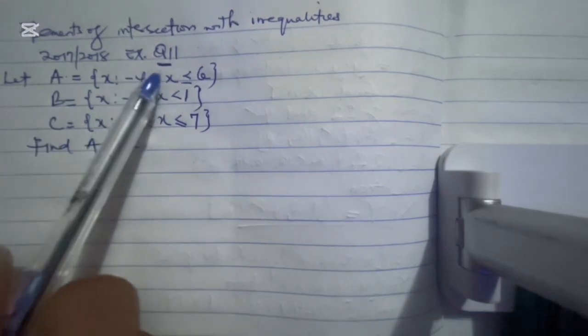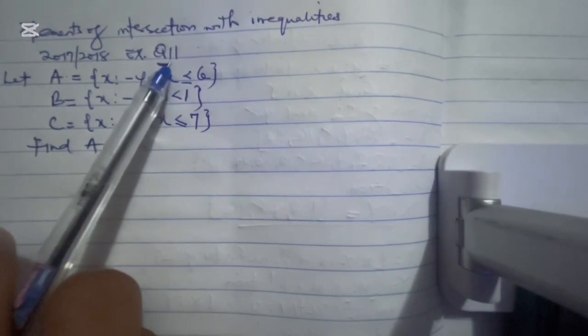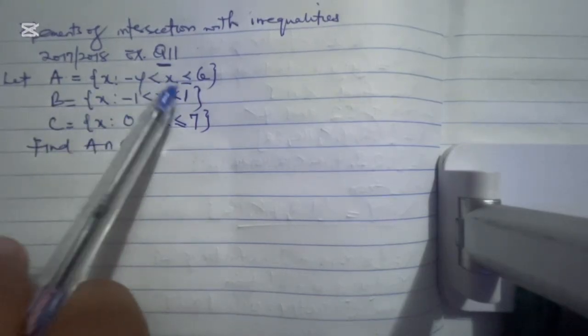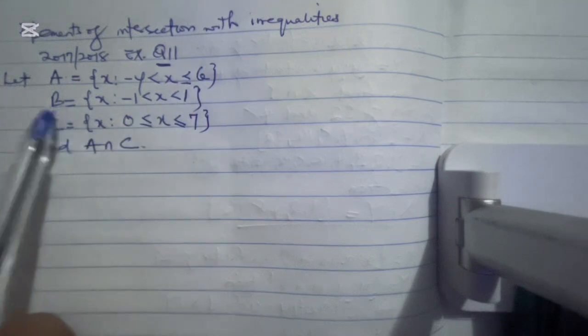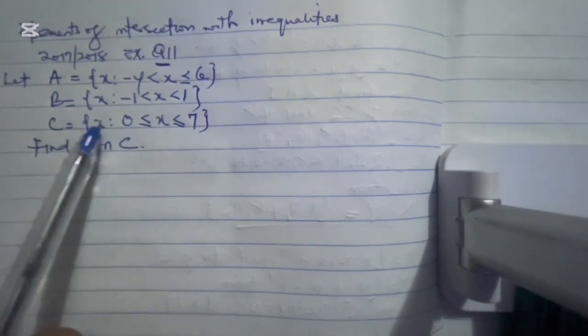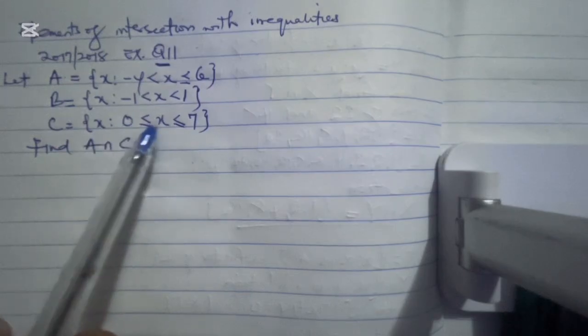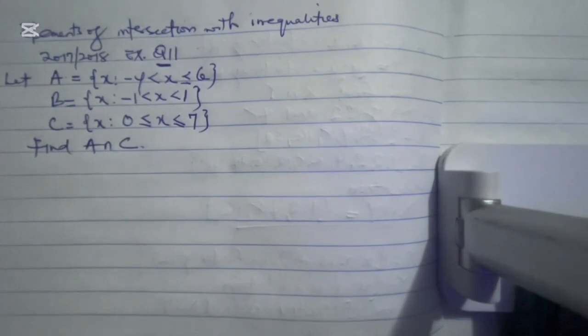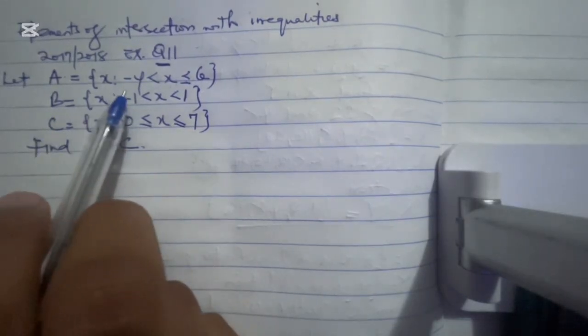Okay, now in the 2017-2018 exams of University of Port Harcourt, question 11 says: let A be equal to x such that minus 4 is less than x and less than or equal to 6. B, x such that minus 1 is less than x and less than 1. C, x such that 0 is less than or equal to x less than or equal to 7. Find A intersect C. Now look at this. These are inequalities, guys.